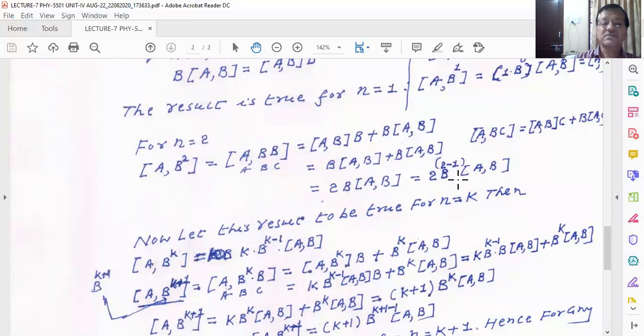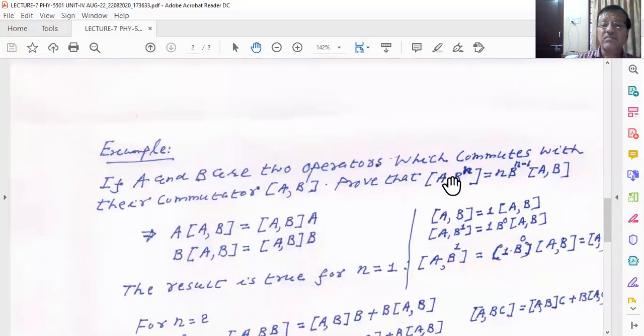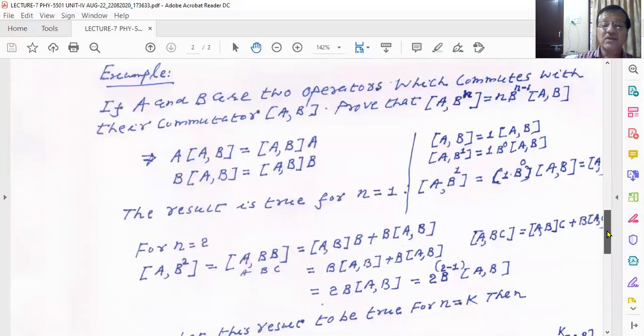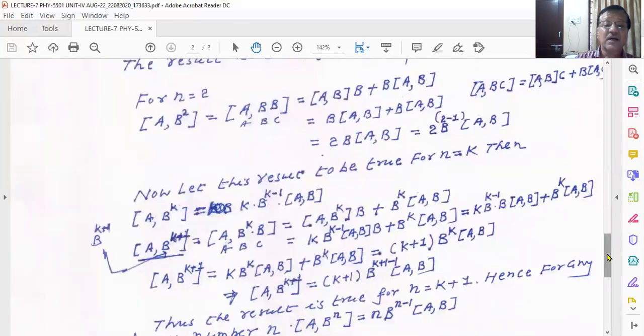So let this result be true for n equal to k. Let us consider that this result is true for n equal to k. So if it is n equal to k, we can write the commutator of A with B to the power of k, which should be equal to k B to the power of k minus 1 times the commutator AB. This you should write, right? That's why I can write here k B to the power of k minus 1 AB.